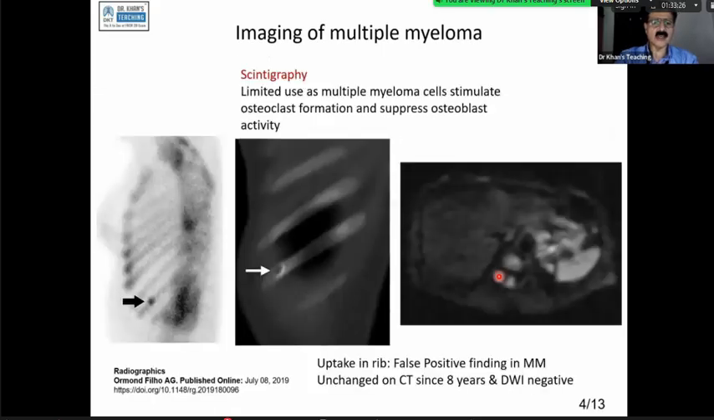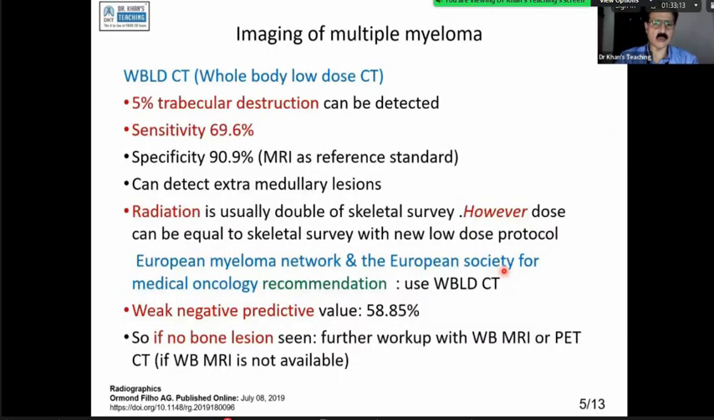So bone scan, don't use it. That is the key point to remember. So limited use, it is useless. Don't, in the exam, also don't ask. They will ask you a leading question: will you do a bone scan?